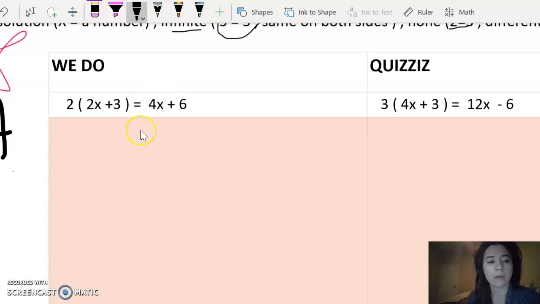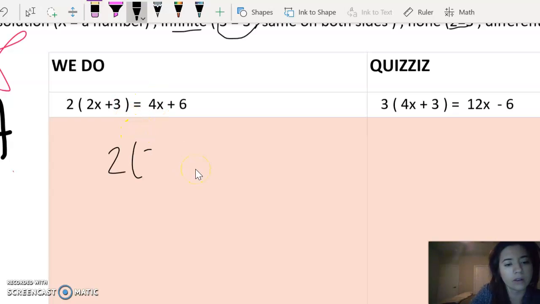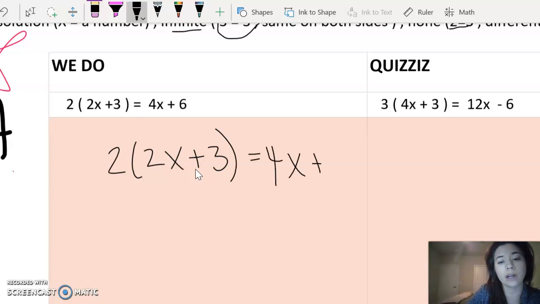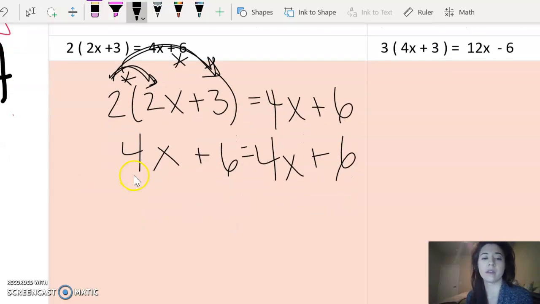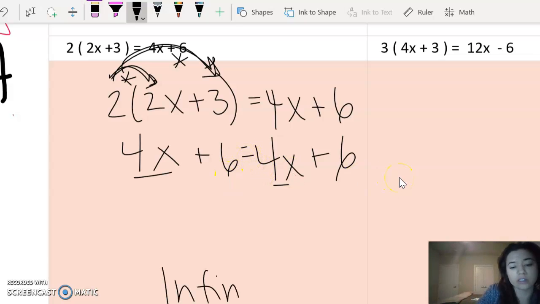So when I'm doing this problem here, again, we have a number outside of our parentheses, so we're going to distribute it. We're going to bring it to the inside by multiplying it by both things inside. 2 times 2x is 4x. 2 times 3 is 6. Okay. I have the same exact thing on both sides, 4x and 4x and 6 and 6. So this is going to be infinite solutions.